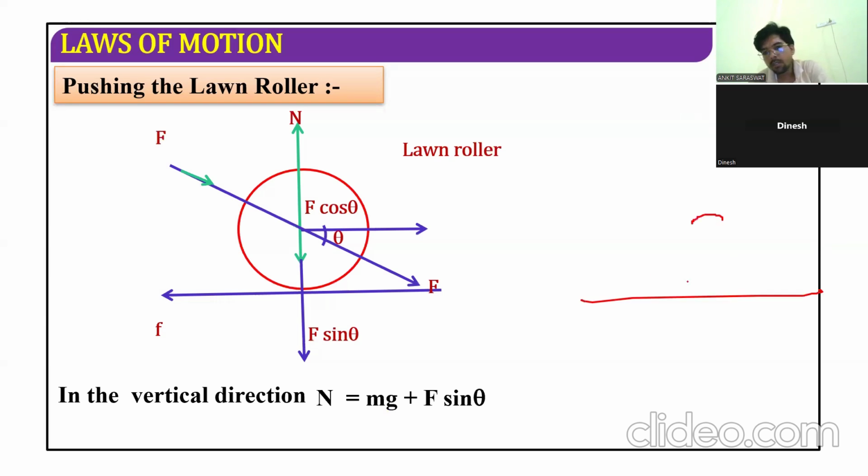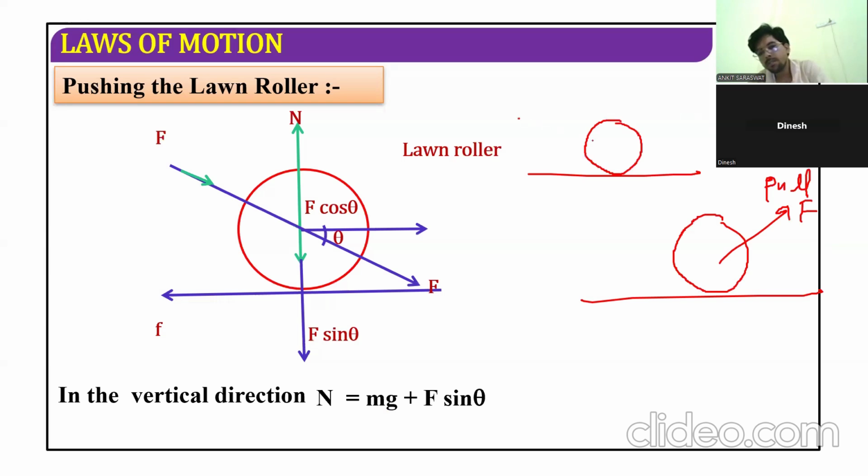In the earlier case you are pulling like this. This is pulling. In this case you are pushing. The sign changes. This is push.